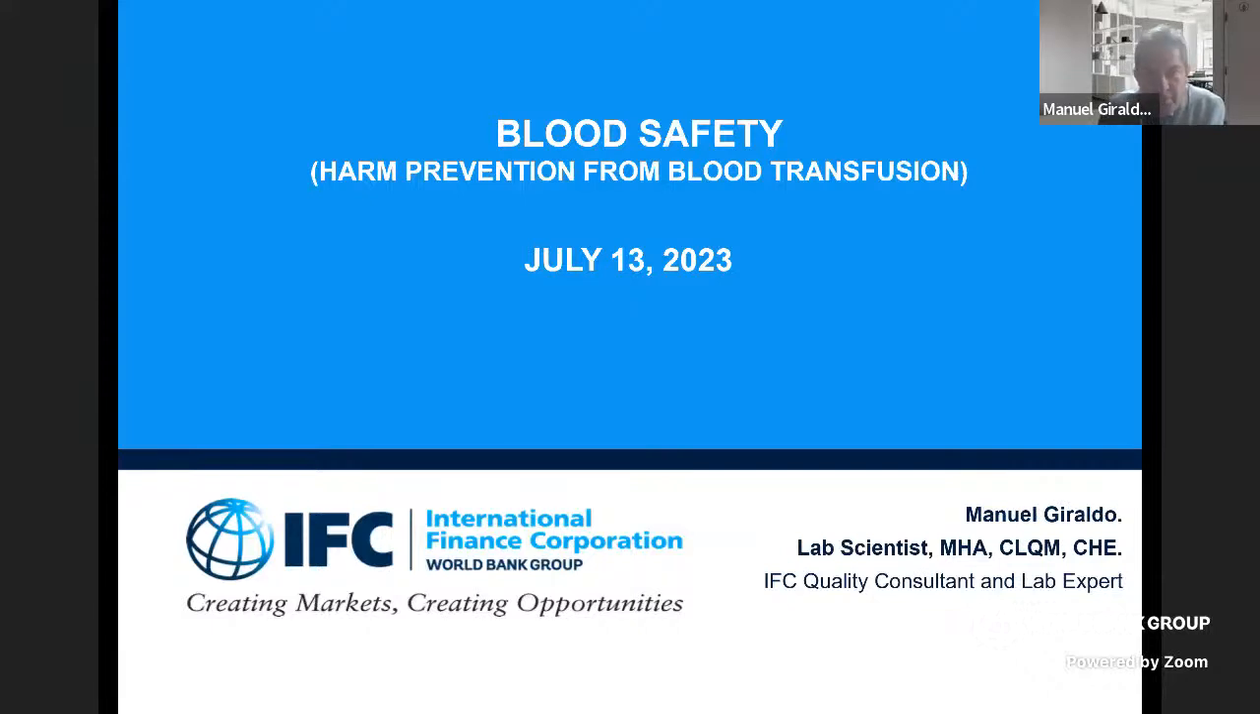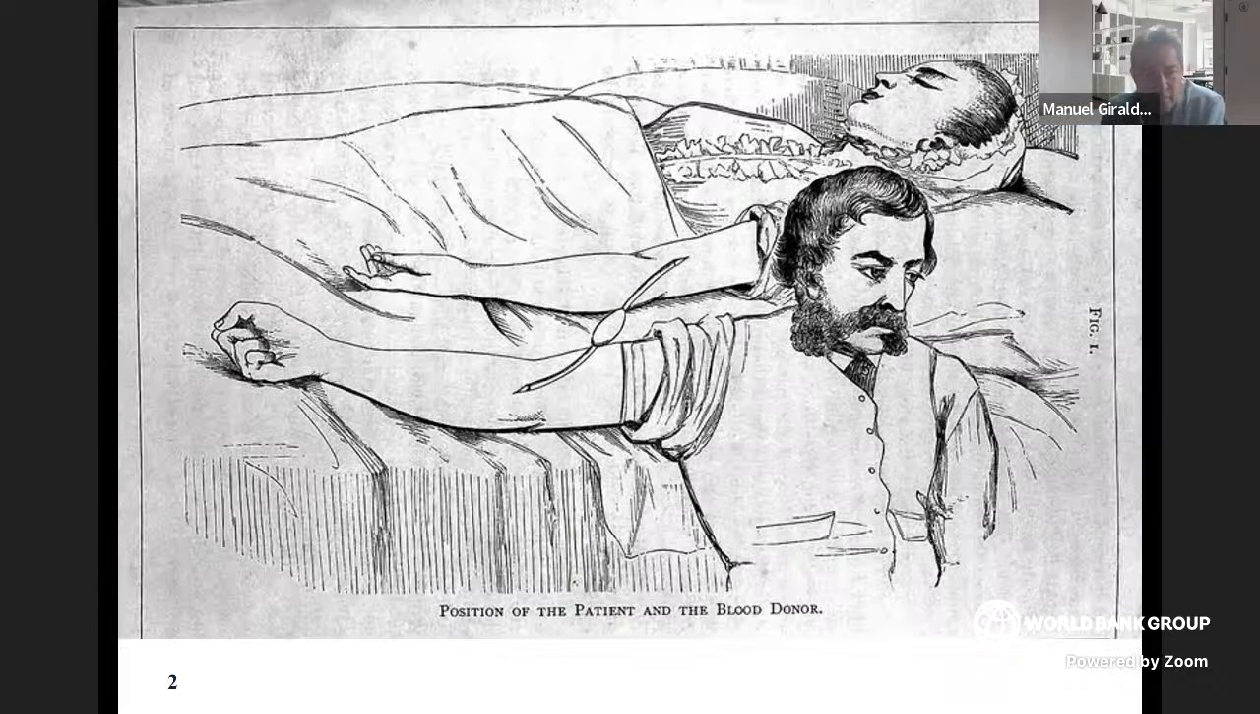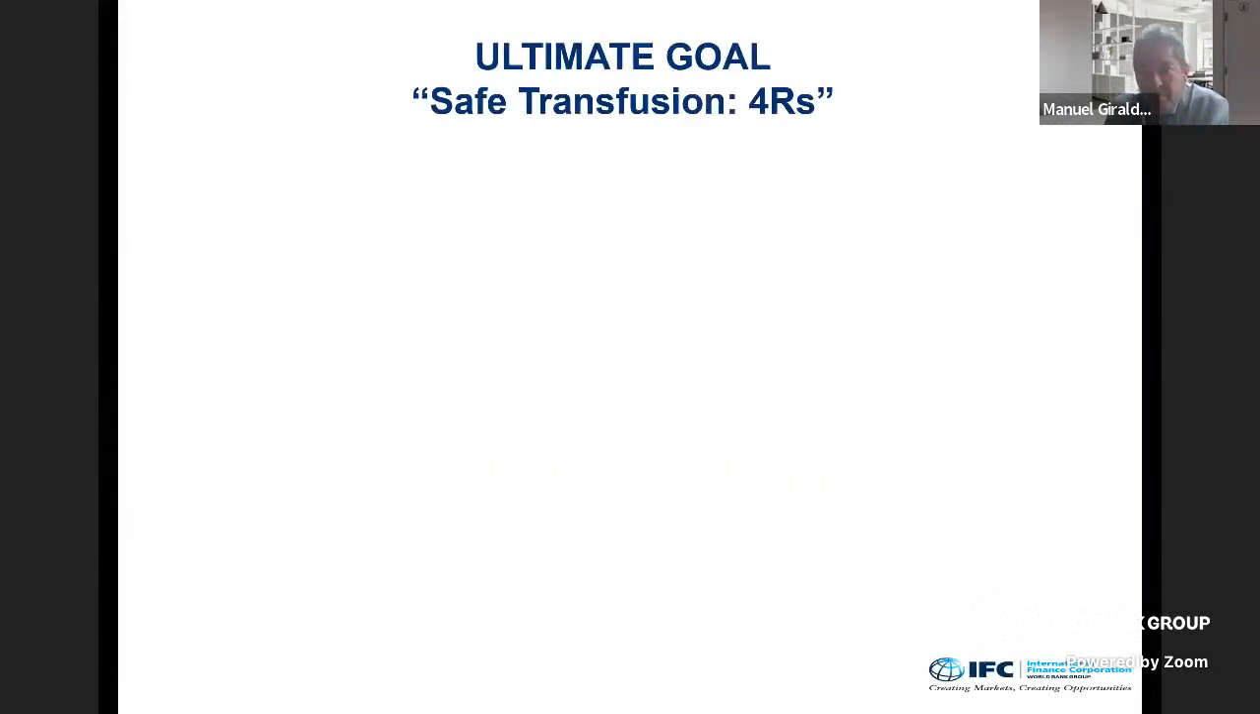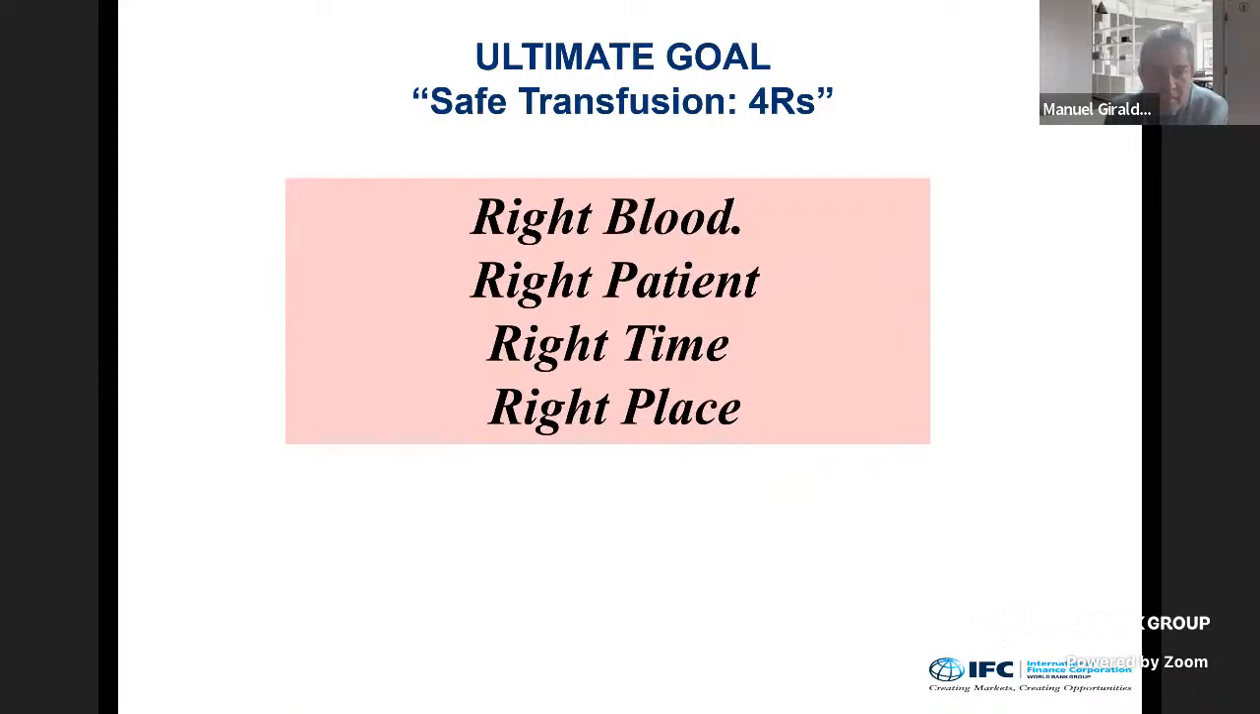Like Julia said, it's a pleasure for me to be with you today. I'd like to start my presentation by going straight to the final outcome, hopefully, what we are looking at when we are transfusing patients. The ultimate goal of transfusion medicine is to accomplish the 4 R's. You have probably seen this in many books and many sources: the right blood type, the right patient, the right time, and the right place.